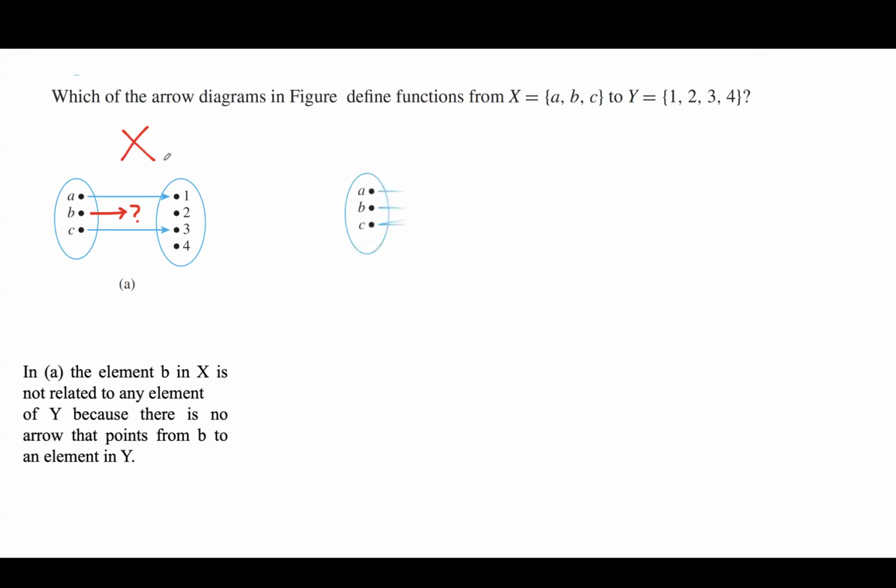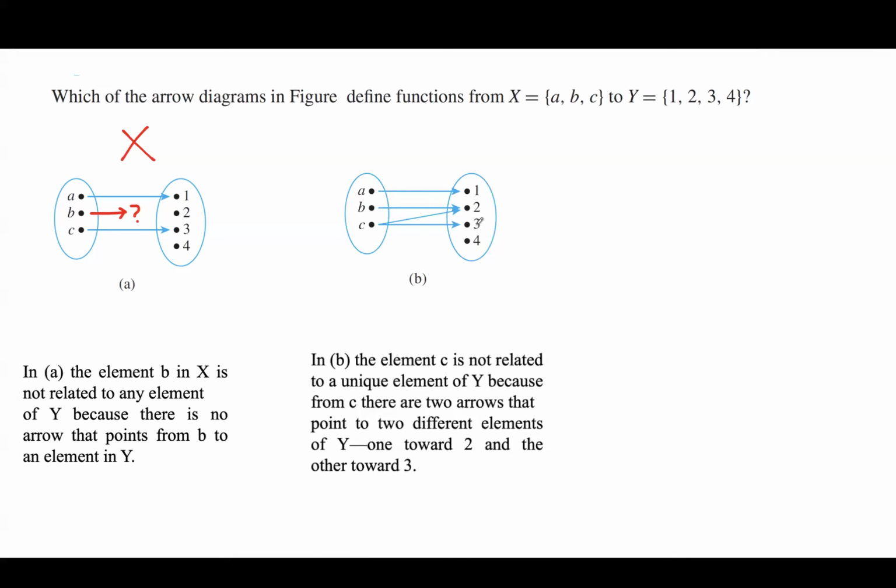Take a look at the second diagram. A is mapped to 1, B is mapped to 2, C is mapped to 2, but C is also mapped to 3. So here you have C, which is mapped to 2 different output values. This is not a function. Let's take a look at the third diagram. A is mapped to 3, B is mapped to 1, C is mapped to 3, and all conditions are met here. This is indeed a function.